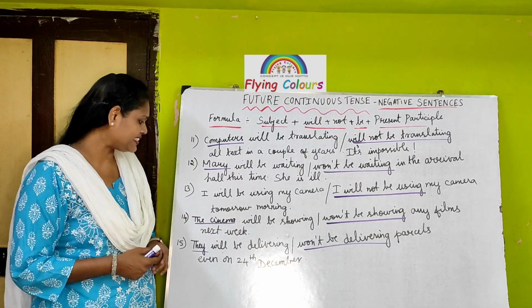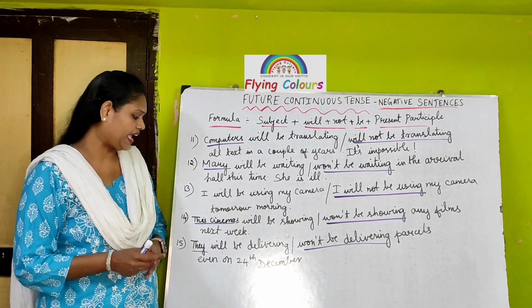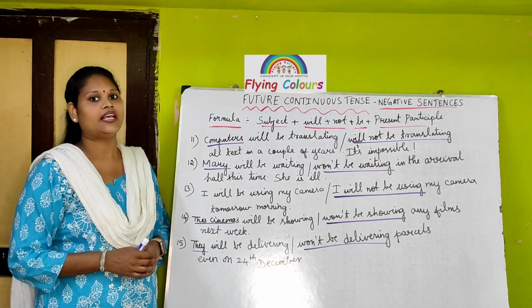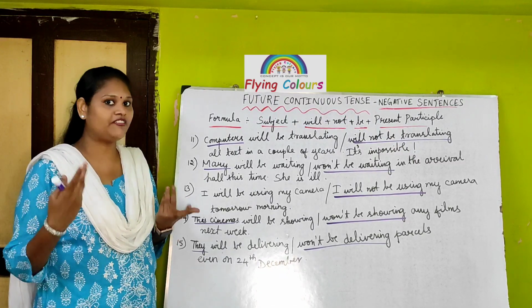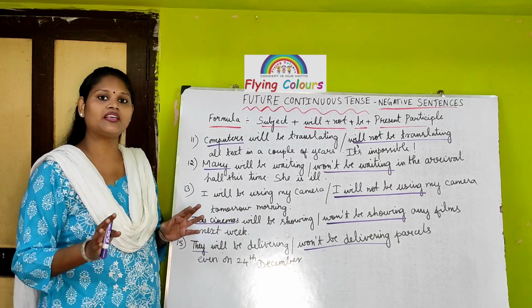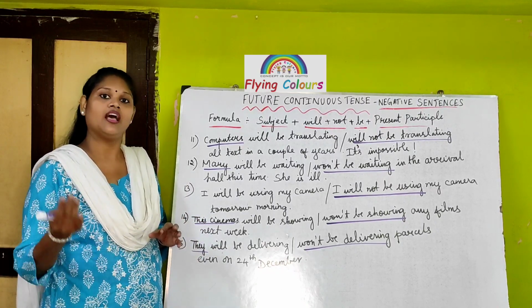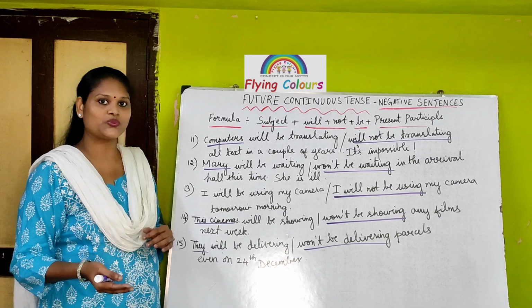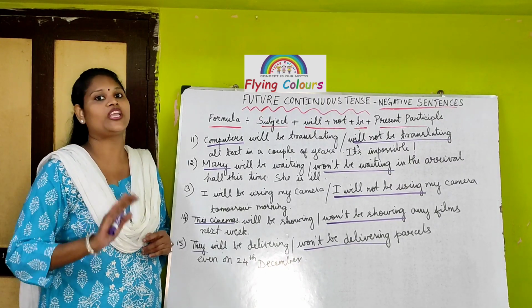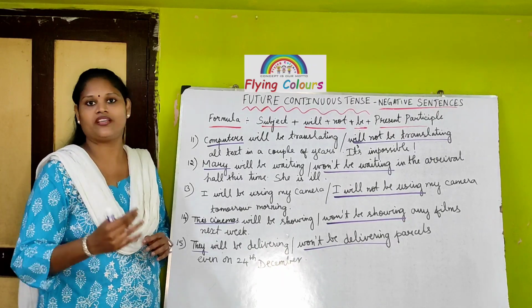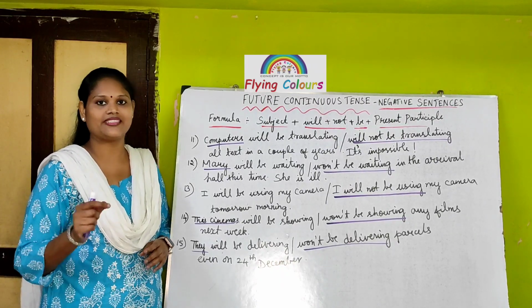Coming to the next sentence, the cinemas will be showing any films next week. That means this is a positive sentence. It may show any film. That means the cinemas will be showing some films. If you want to convert this into negative, you can write the cinemas won't be showing any films next week. Right? This is the answer.